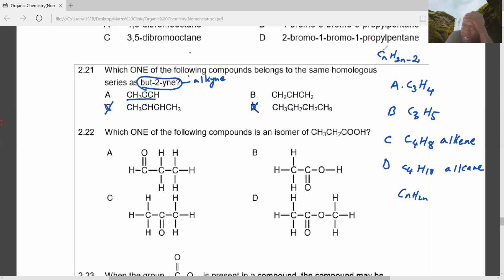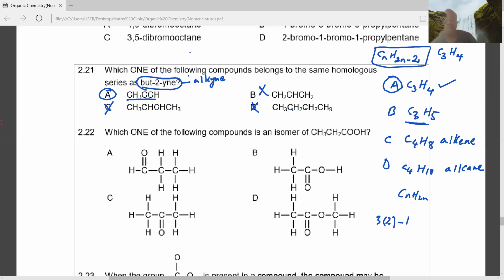If we plug 3 in the general formula for an alkyne, this was supposed to say C3H. 3 times 2 is 6, and when you subtract 2 it should be 4. You see that the correct answer is A. Not this one, because this one means 3 times 2, which is 6, minus 1, it's 5. So it's out already. So the answer here is A. We want the one which is the same homologous series, meaning the same general formula, as butane.